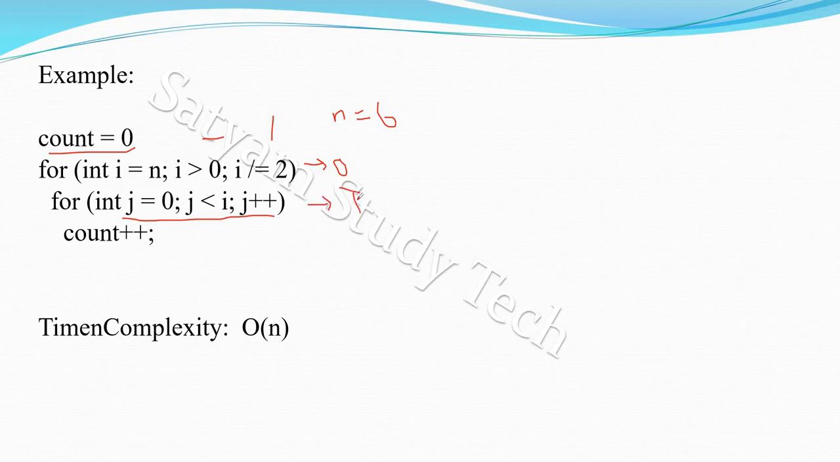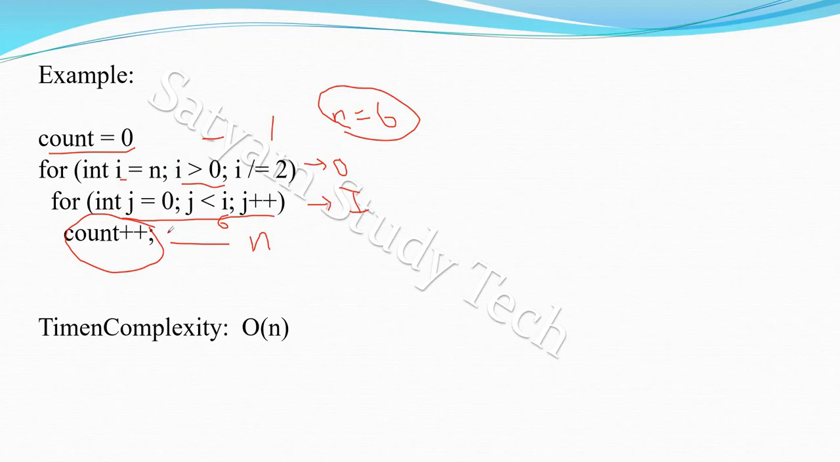How many times is this inner loop executed? For example, the n value is 6. Now you can check the condition. 6 greater than 0, the condition is true. Now we execute the inner for loop. How many times is the inner for loop executed? j equal to 0 to j less than i, where the i value is 6, so j less than 6. So this count plus plus statement is executed n times.